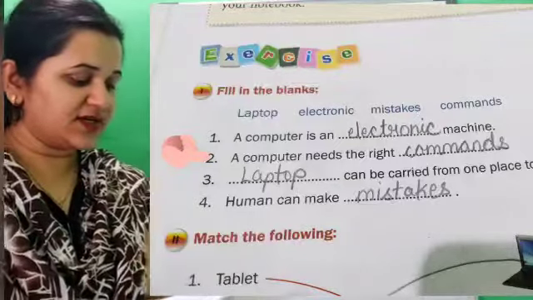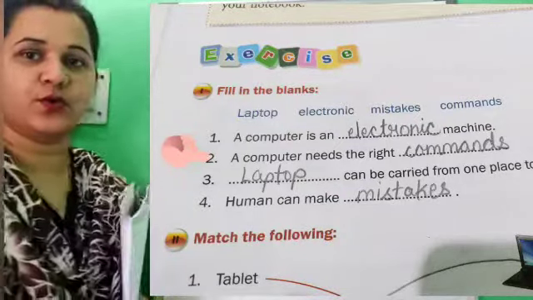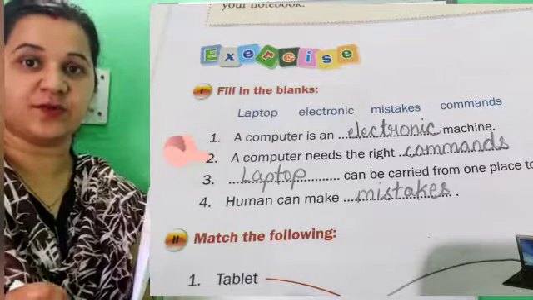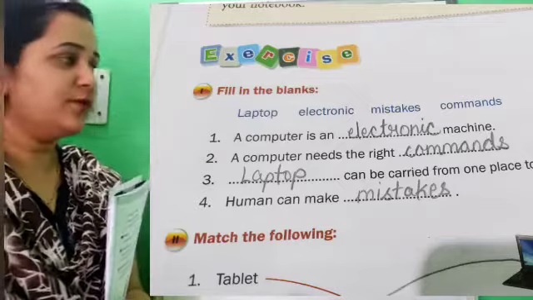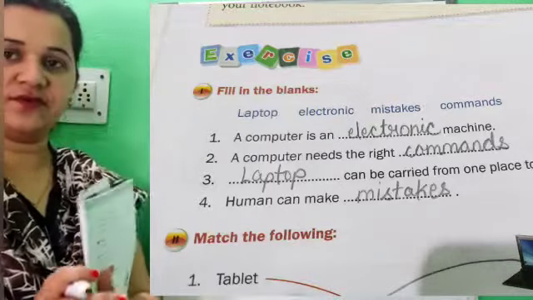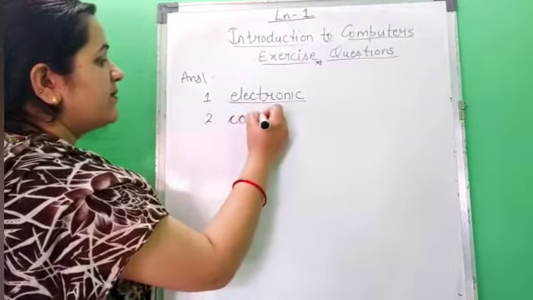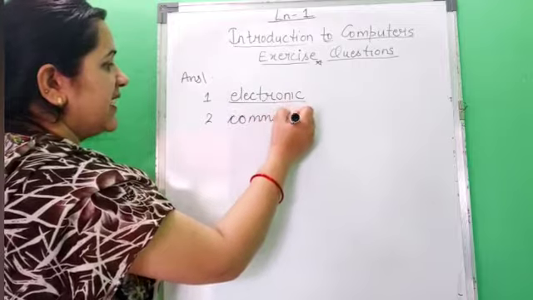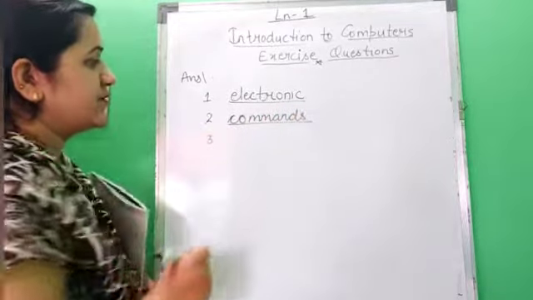Okay. Now, come to the second part. A computer needs the right dash. Children, I have told you that a computer cannot work on its own. So it requires proper instructions, proper commands. Yes, it requires right commands through us. So, a computer needs the right what? Yes, options are given over here. So, write down commands. C-O-M-M-A-N-D-S. Commands. Very good, children.